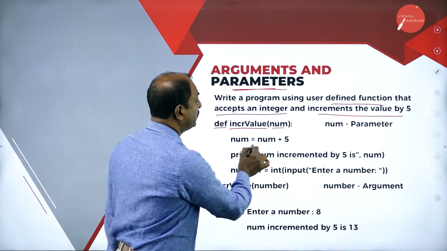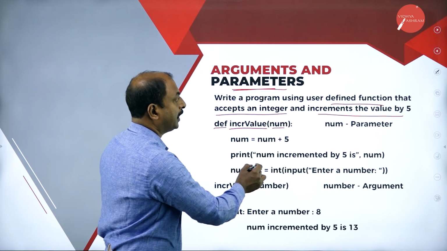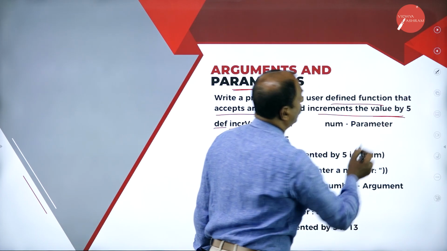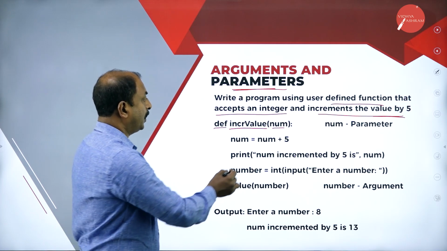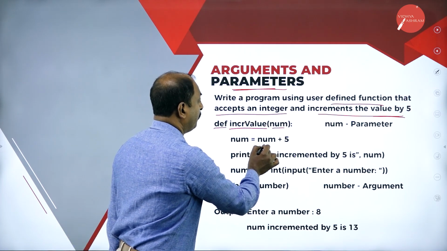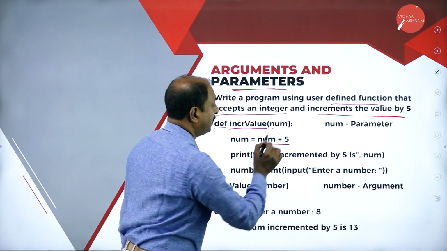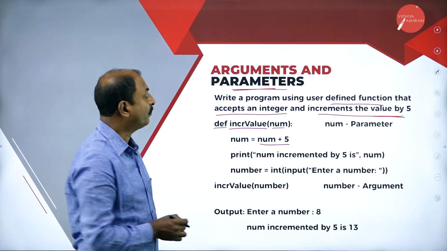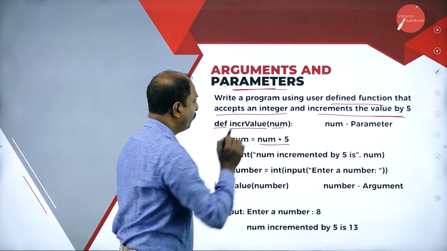So num equals num plus 5. Here I want to increase the value of a variable by 5. So num is a variable, and we have to say num equals num plus 5. This statement increases the value of the variable num by 5.